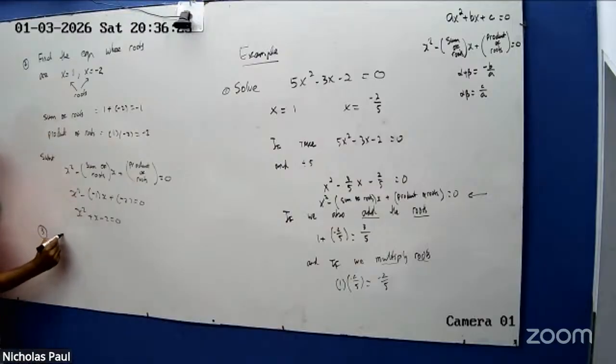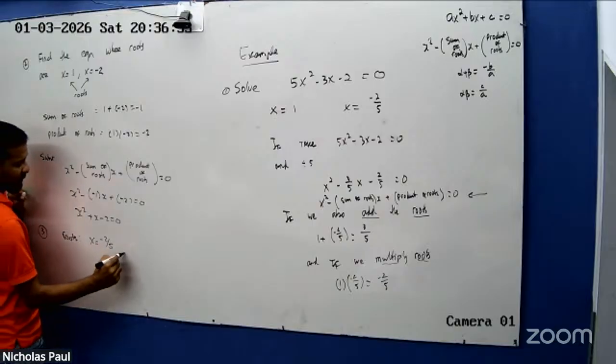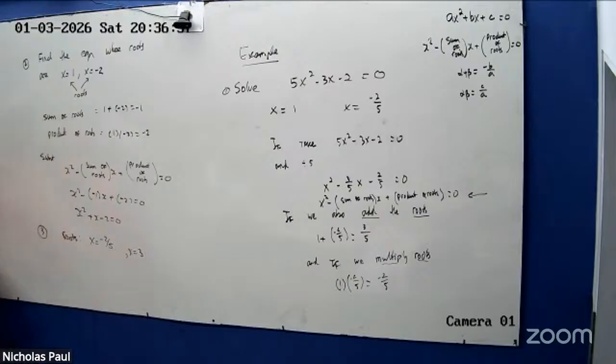I'm giving you the roots and you find the equation. The roots are x is equal to minus 2/5 and x is equal to 3. Find the equation whose roots are these.